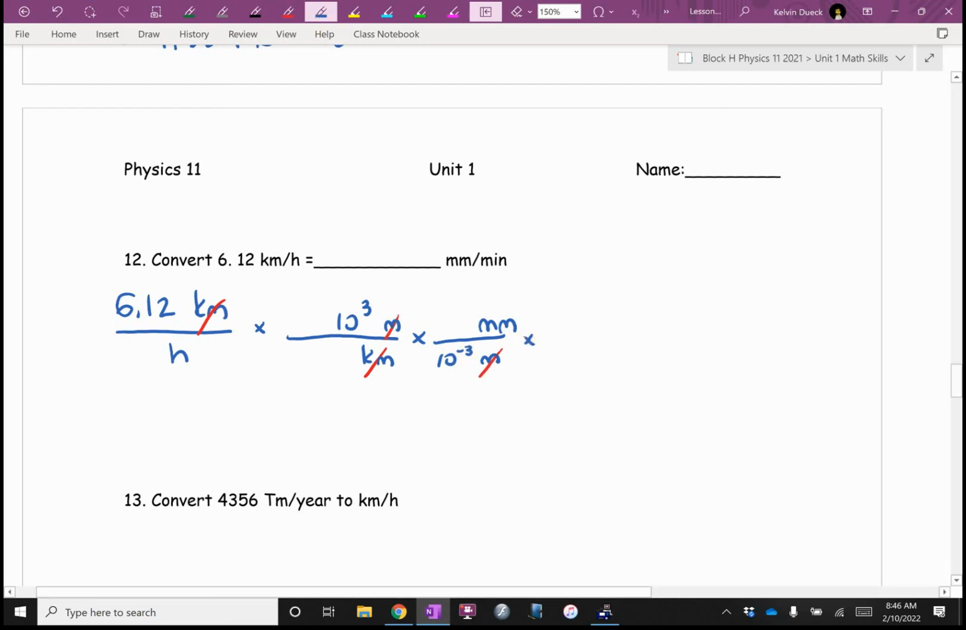So that's millimeters per hour. Now I got to deal with hour. Ooh, Emily, where is hours going to go in my next conversion factor? Yes. Do you know how many minutes are in 1 hour? Oh, so we can go straight to it then. Good. Minutes is going to go there. 1 hour, 60 minutes. So I guess it's going to be 6.12 times 10 to the third, divided by 10 to the negative 3, and divided by 60. I have no idea what the answer is.